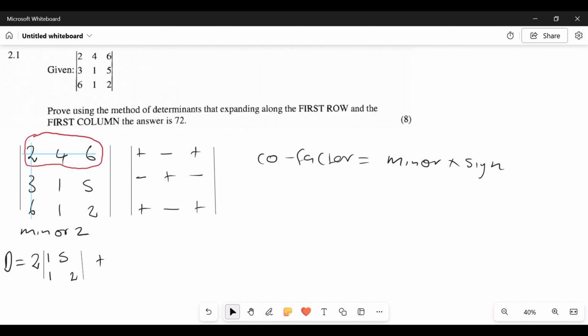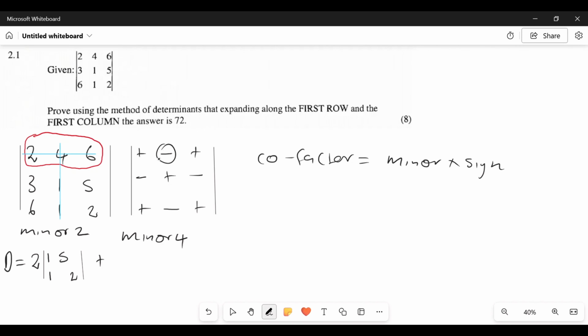Do you guys see? This time around, when the minor is 4, remember we are moving along the first row, so we cancel the row where 4 is and the column where 4 is. Let's look at the sign. We have negative.